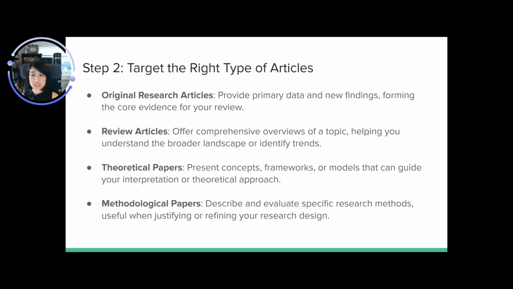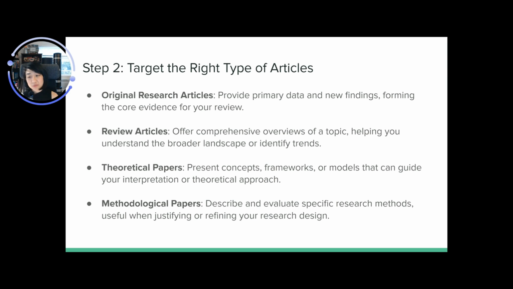Then step 2 is to target the right type of articles. There are several types of articles. You have original research articles, and these are the most commonly cited ones, the articles you most commonly use in your references, because the goal is to provide primary data and new findings. They form the core evidence for your review.